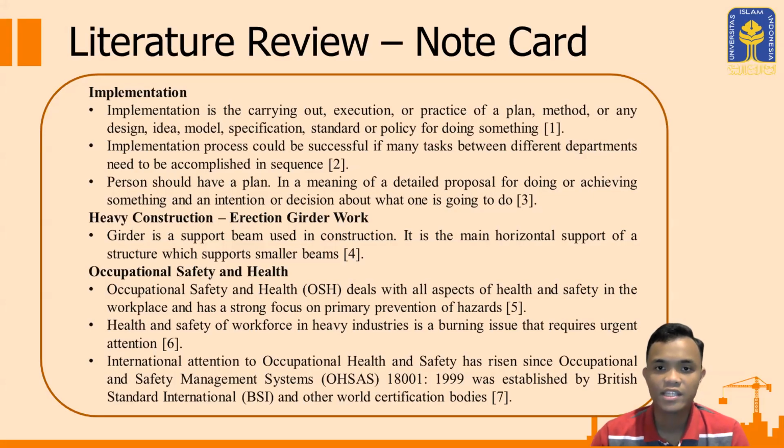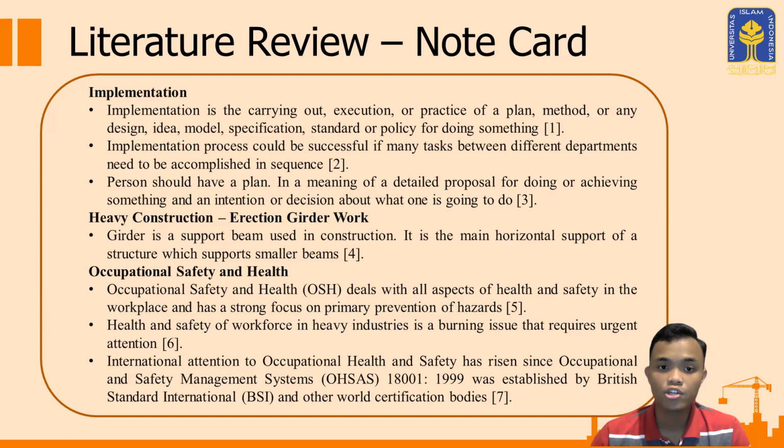Okay, so as we can see on the screen now, this is the literature review, or the note cards that we used for the research. The first one is the note card regarding implementation. From this note card, we know that implementation is the process of carrying out, executing, or practicing a plan, method, or any design, idea, model, specification, standard, or policy for doing something, which refers to reference number one. And then the implementation process can be successful if many tasks between different departments are accomplished in sequence, refers to reference number two.